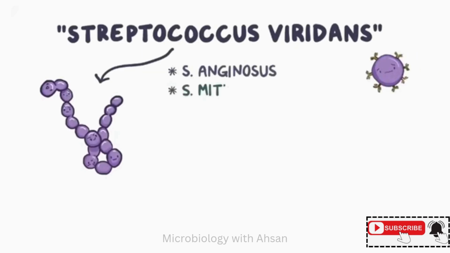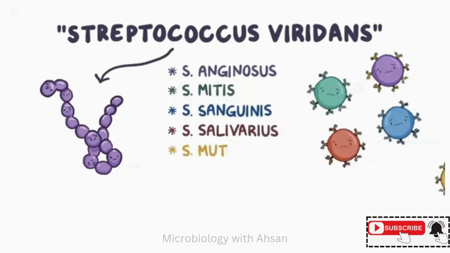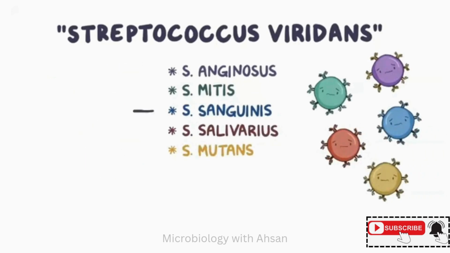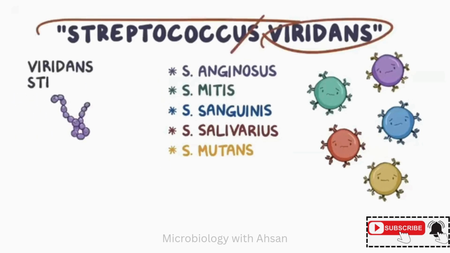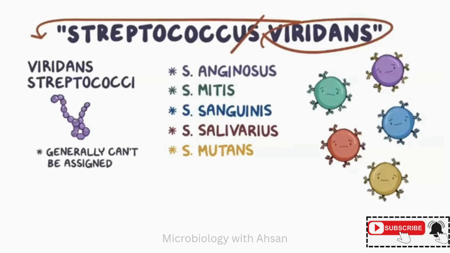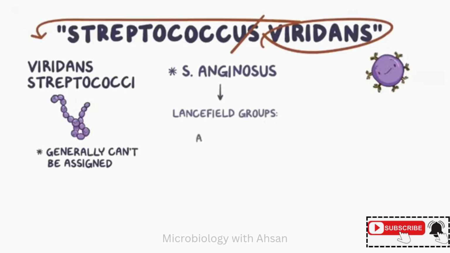aeruginosus group, metis group, sanguinis group, salivarius group, and finally the mutans group. And each of these groups has approximately 30 species that can cause disease in humans. So the more correct term would be Viridans Streptococci, to reflect that there's more than one of them. Generally speaking, Viridans Streptococci can't be assigned to a Lancefield group based on their cell wall antigens. However, in the Streptococcus aeruginosus group, some species can be assigned to Lancefield groups A, C, F, or G.